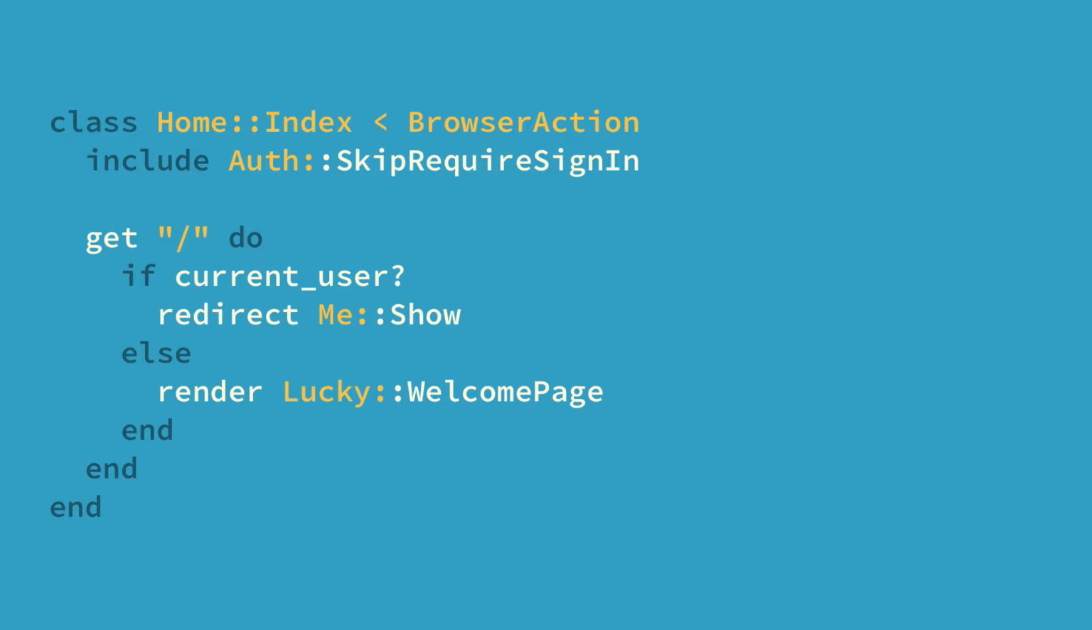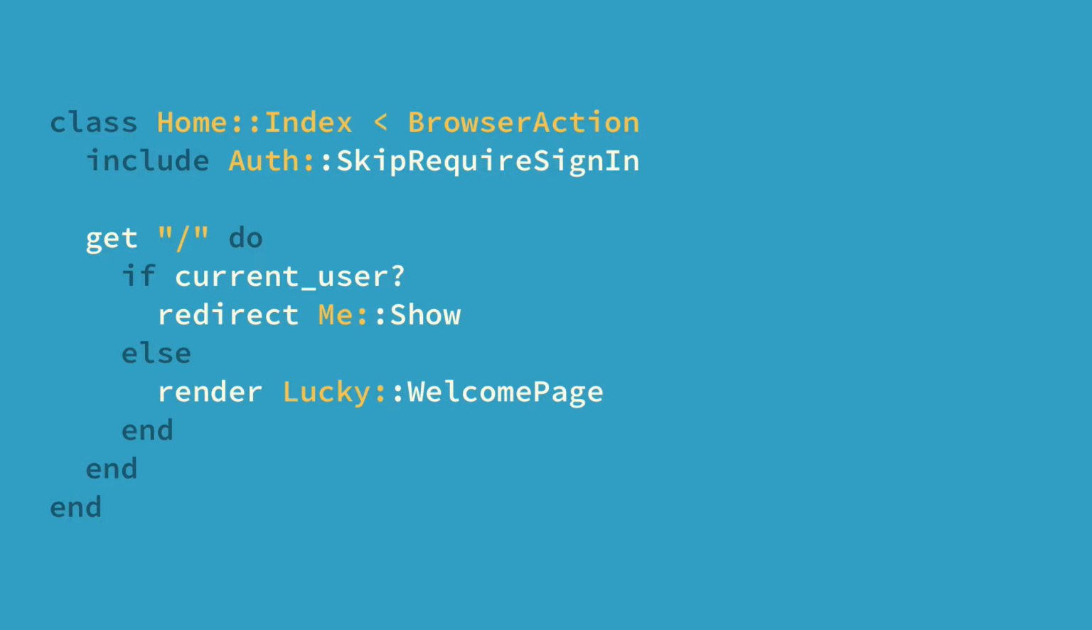This is like the home page where you start when you enter, I don't know, localhost 3000 or 3001, I suppose, I believe. Then you come to the home index action. It inherits from browser action. You don't have to sign in for that. And when you get the root path, then you test for the current user. Everything you see will remind you of Rails, and that's intended. Yeah, and what happens if we are logged in, if we have a current user? Then you get redirected to the me show page or to the Lucky welcome page.